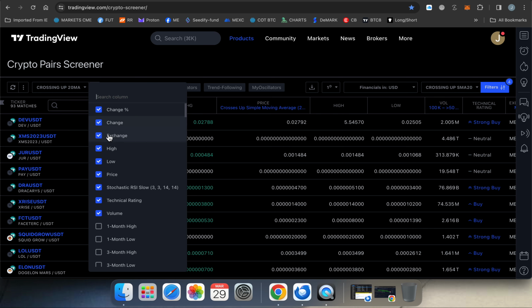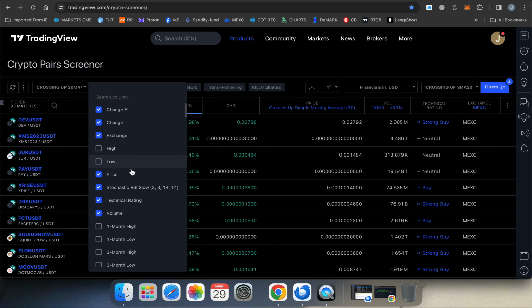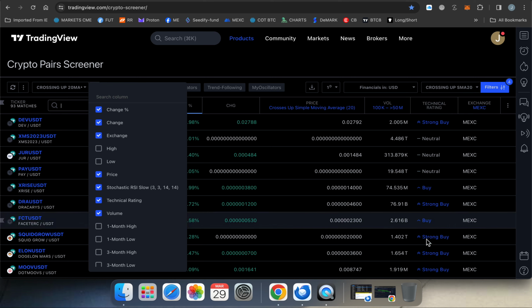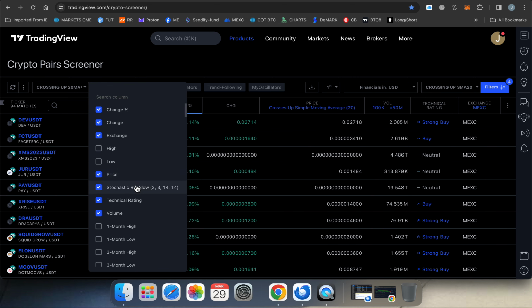So I like to see the exchange, high, low. I don't really need that, but I may actually take that off. The price. I do definitely want to see this stochastic RSI, your technical rating. That gives you your strong buy, sell signal over here. I haven't really paid much attention to whether that works or not. Your technical rating, that's what that is, and your volume.